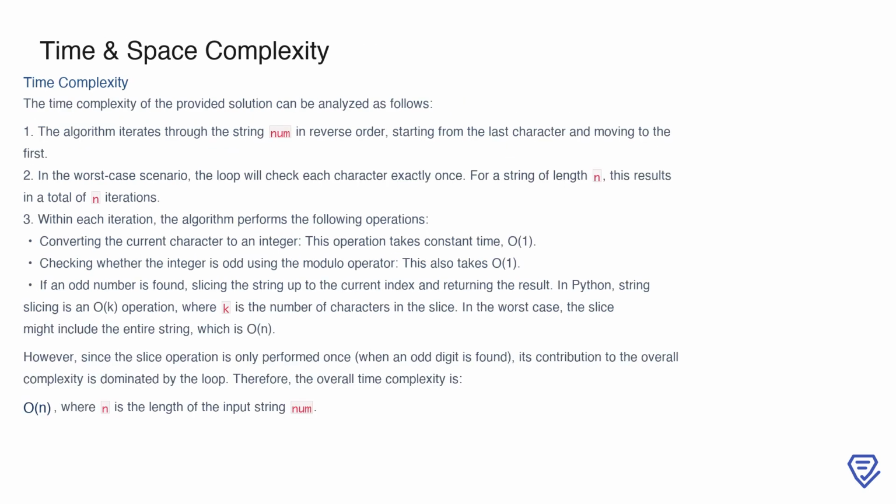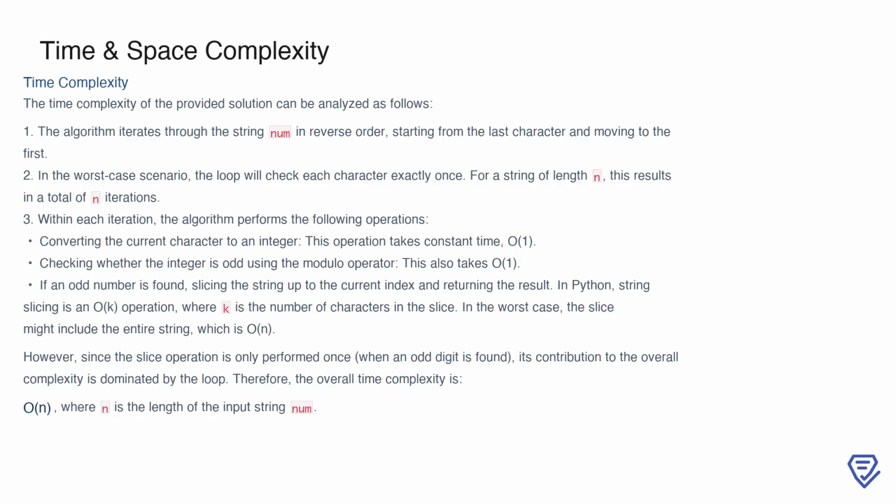The time complexity of the solution can be analyzed by breaking down the operations. First, the algorithm iterates through the string number in reverse order, starting from the last character and moving toward the first. In the worst-case scenario, this loop will iterate through all the characters of the string, so for a string of length n, there will be exactly n iterations.